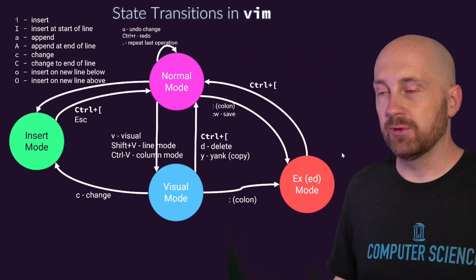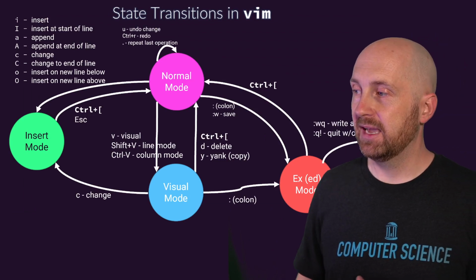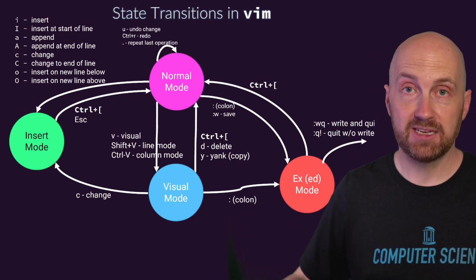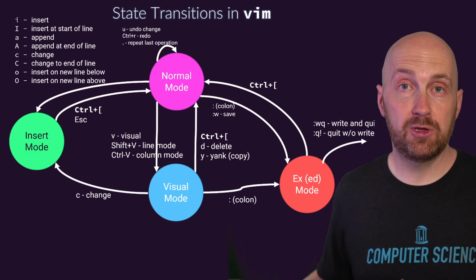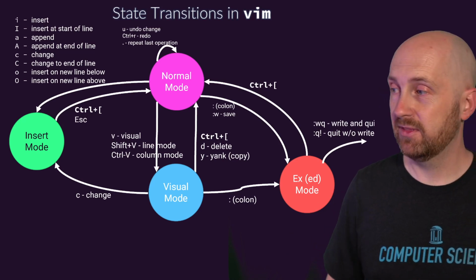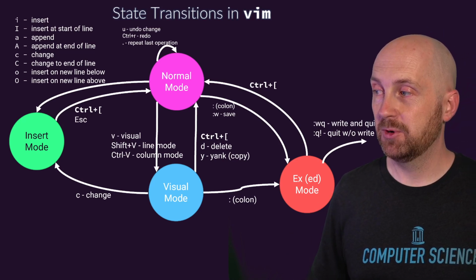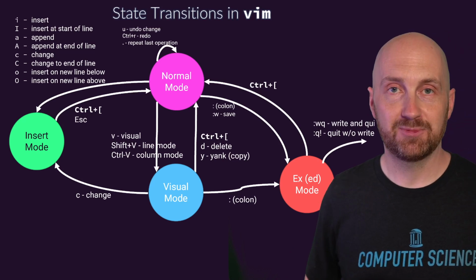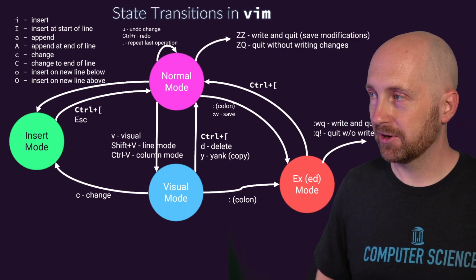You can go from visual to X mode as well. And from X mode, we just saw we can use colon W. I should add that to the slide. But colon WQ will save your work and quit. That's one way of quitting from X mode. And colon Q exclamation point will quit from X mode as well without saving your work.